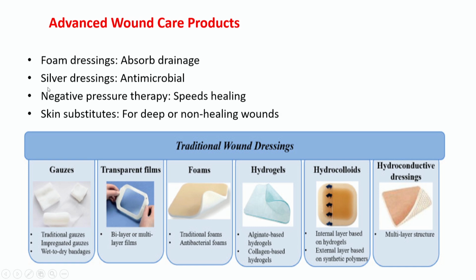Advanced wound care products: foam dressing absorbs drainage, silver dressing is antimicrobial, negative pressure therapy speeds healing, and skin substitutes for deep or non-healing wounds. So these are the advanced ones. What are the traditional? Gauzes were used. Transparent films were used. Foams were used. Hydrogels were used.